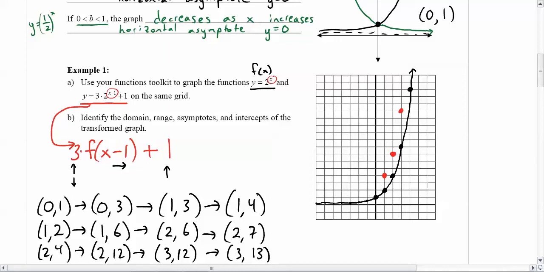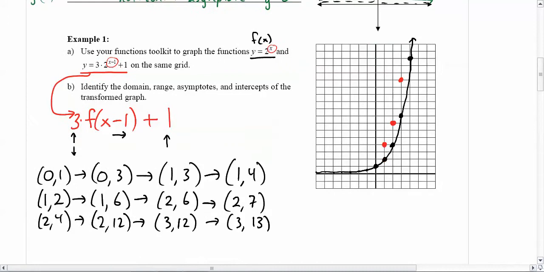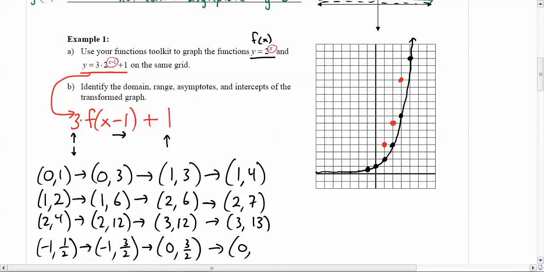And I guess I should find out what my y-intercept is. So let's see what happened to this point right here. This is from your chart above, that's (-1, 1/2). So I'll take my y coordinate, multiply it by 3, then move it right 1, and then move it up 1. Oh, so now I need to find out what's 3 over 2 up 1. I need a common denominator. So that's 5 over 2, 2.5. So my new y-intercept is now 2.5.